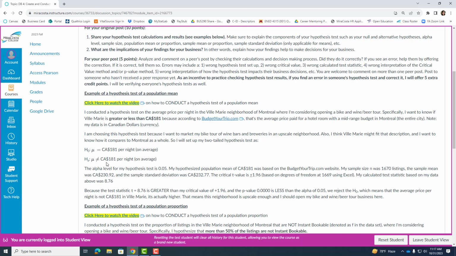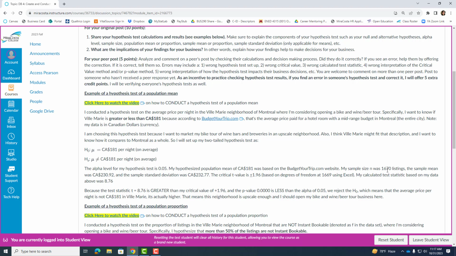Now, I'm going to choose my alpha level, and I'm going to set it at 5% or 0.05. Recall, you get to decide what that alpha level is. It could be 1%, 2%, 5%, 10%. But 10% is usually as far as you go. And then my hypothesized population mean, that 181 that I have here, again, that came from a secondary source. That came from the internet, specifically a website. With my other variables, this came from my discussion board 3, right?